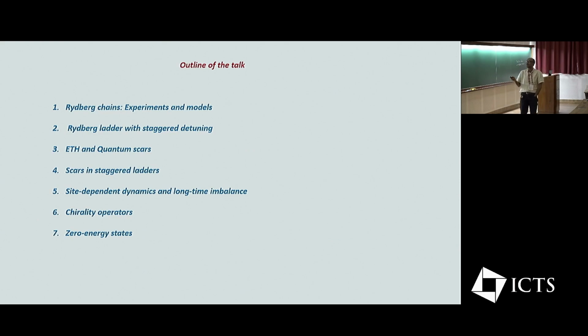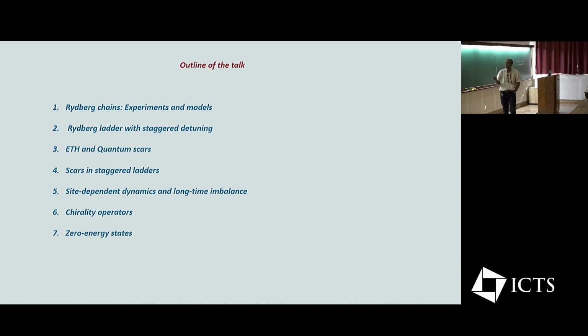So first I'm going to talk a little bit about Rydberg chains and then go to ladders, talk about ETH, that is eigenstate thermalization hypothesis, and how it can be violated by scars. And then come to the main topic, which is scars in these staggered ladders. And what I'm going to show is that these scars lead to, first of all, site-dependent dynamics, even in the long time limit, and give rise to a long time imbalance, even when there is no disorder in the system.